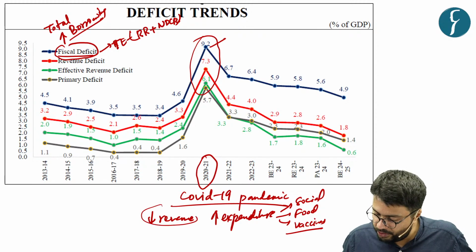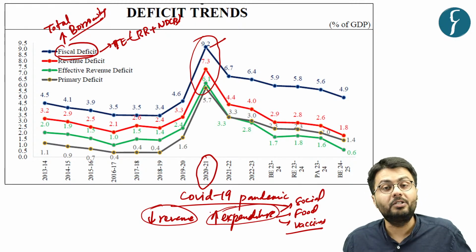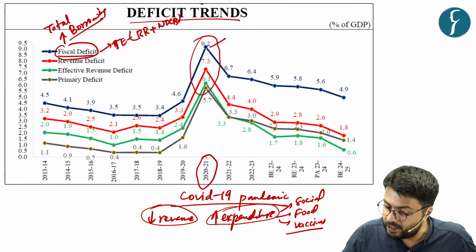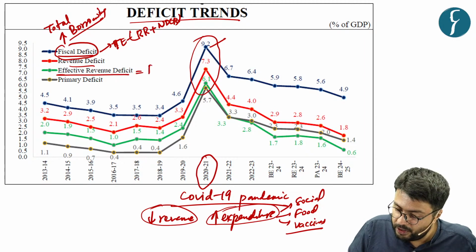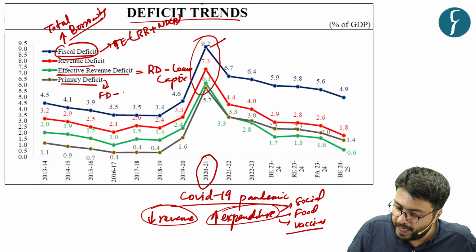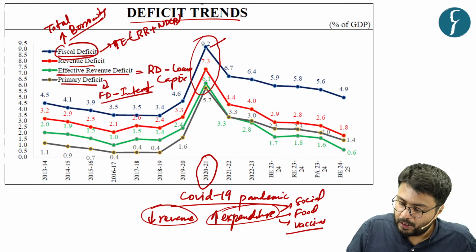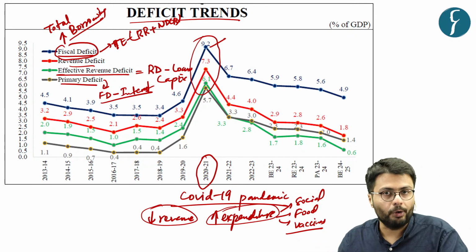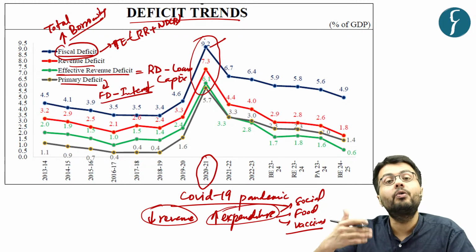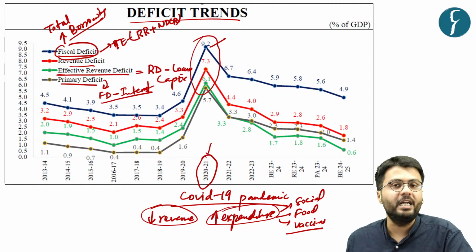So, because of this reduced revenue and increased expenditure, you can see the deficit targets of fiscal deficit, revenue deficit, effective revenue deficit, which is revenue deficit minus loans extended to states for capital expenditure, as well as primary deficit, which is fiscal deficit minus the interest payments by the government. Now, all these deficits are somewhat indicative of how much money the government is borrowing. So you can see the government borrowed quite a lot of money in the financial year of 2021.